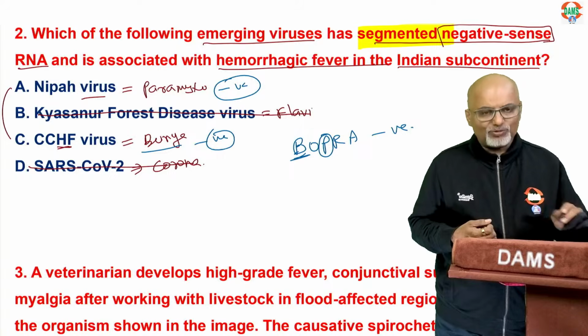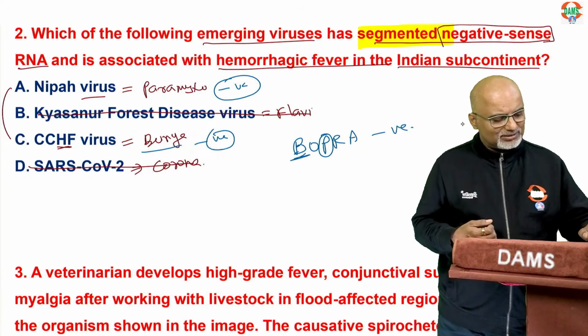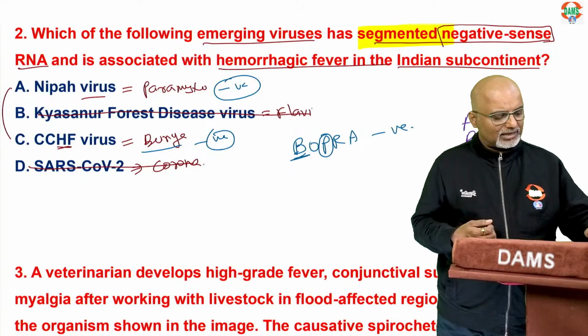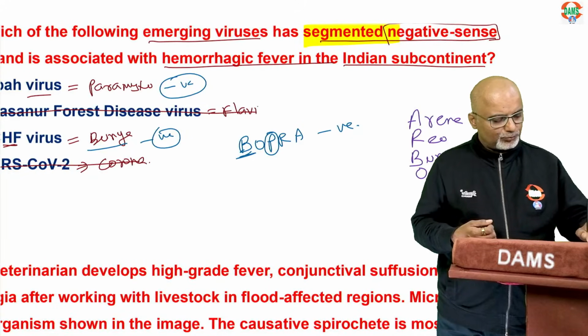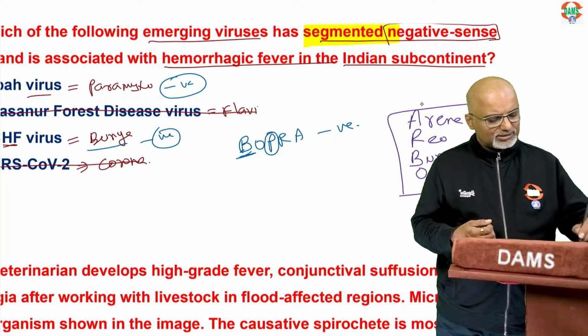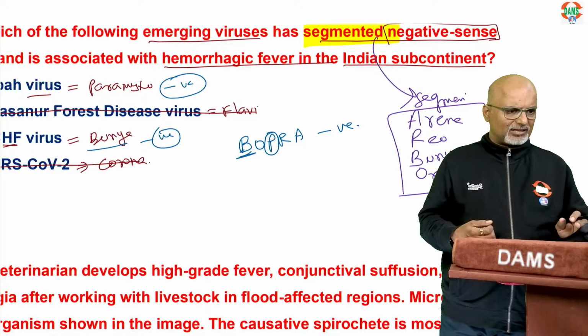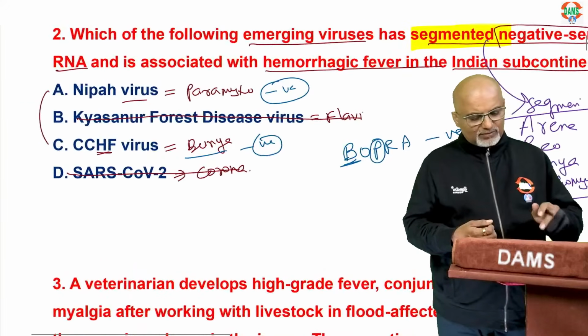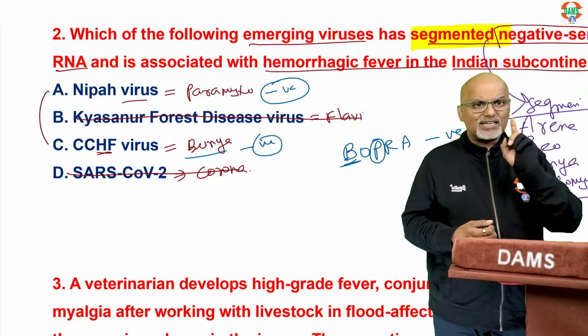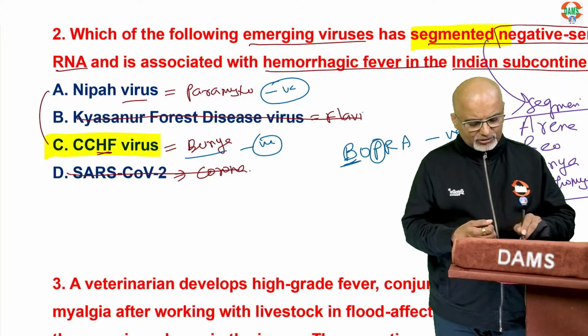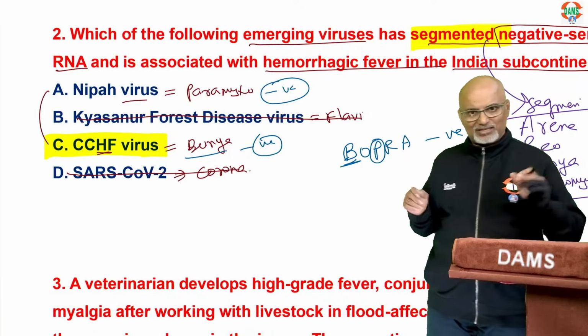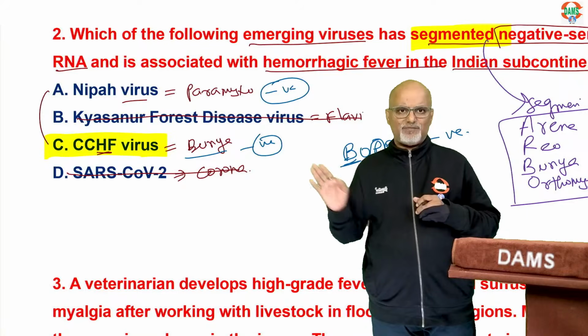Segmented. So what are the segmented RNA viruses? The mnemonic is Arbo: Arena, Rio, Bunya, Orthomyxo. All these are segmented. That's all. Now you can answer. Among those causing hemorrhagic fever and segmented RNA is Bunyaviridae. So Crimean Congo hemorrhagic fever, CCHF.